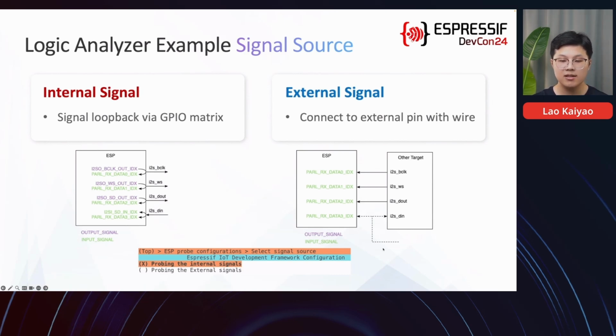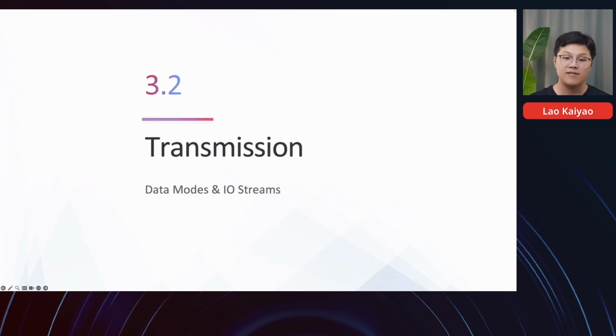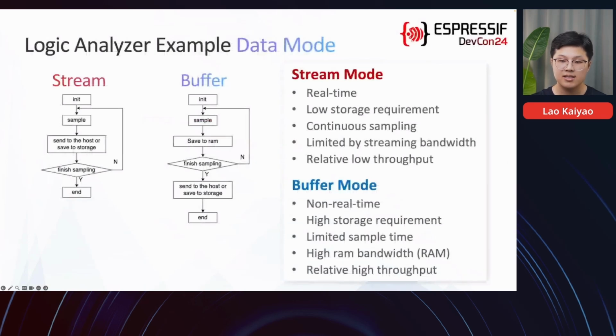As for the external signal, we need to connect the probe GPIOs with the target and sample the data via these GPIOs. Aside from these two signal sources, the example also provides two data modes and two I/O streams. As most logic analyzers support both the buffer mode and the stream mode, this example is no exception.